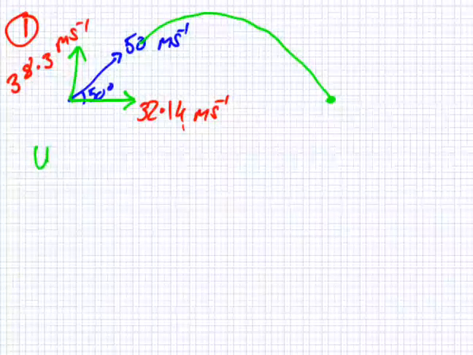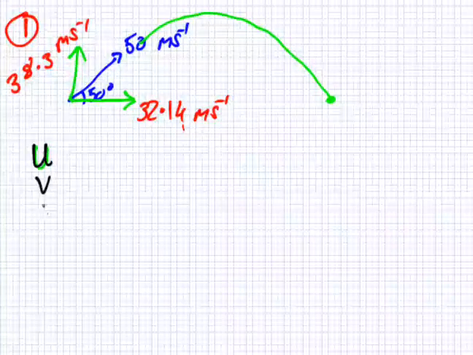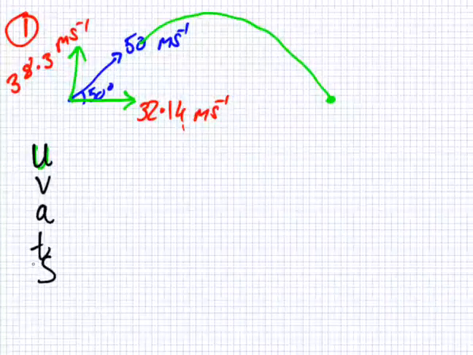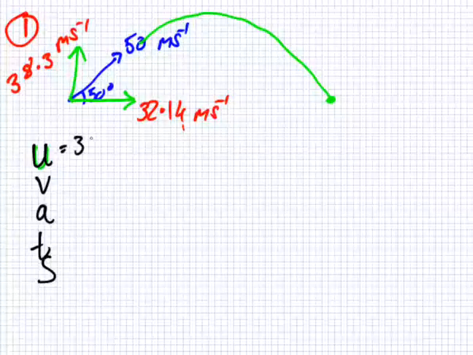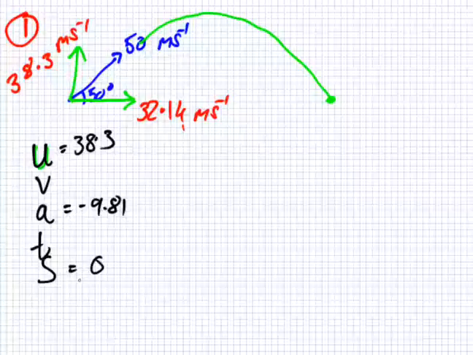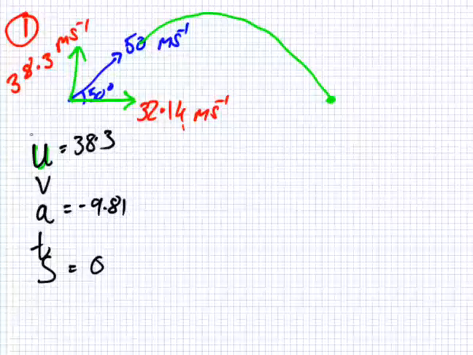UVATS. Should I look at X or Y? I tend to look at the rise and height of the projectile. So I'll do the Y first. 38.3 minus 9.81, 0. I'm looking at the Y.